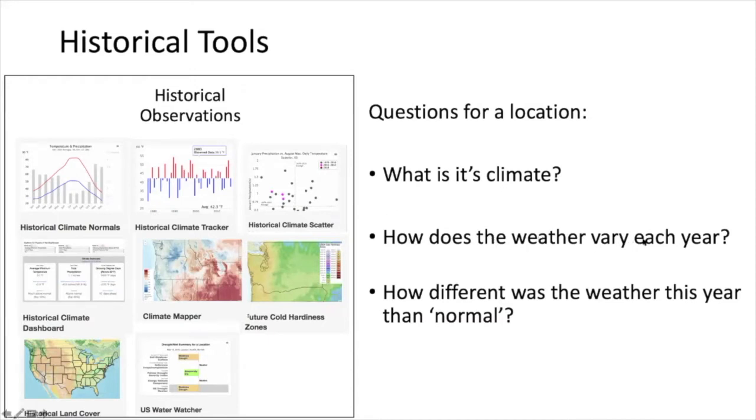How the weather varies each year. We know that each year brings some variability in temperature and precipitation. Some years are wetter or drier than normal, others are hotter or colder than normal, and normal is what we expect on average, or the climate. And then how the weather this year is differing from normal is the last question that we can understand.